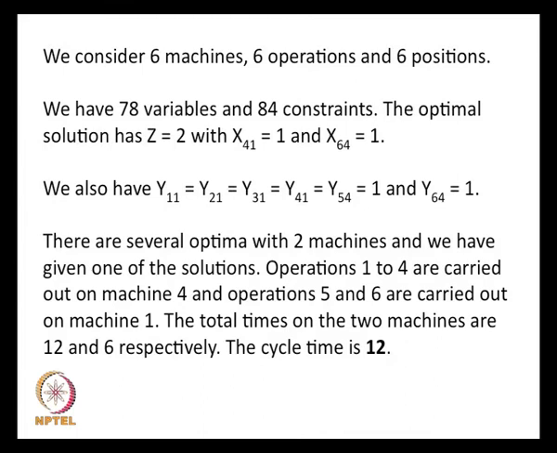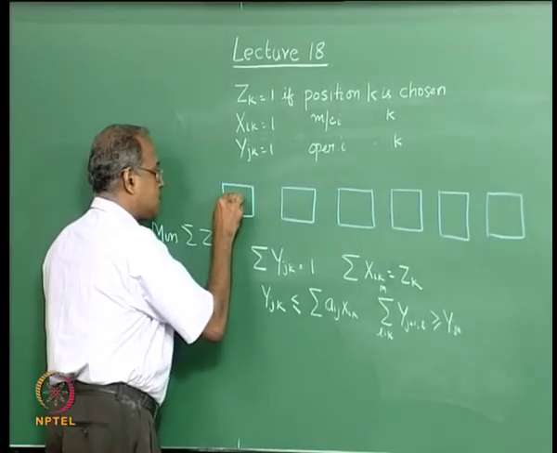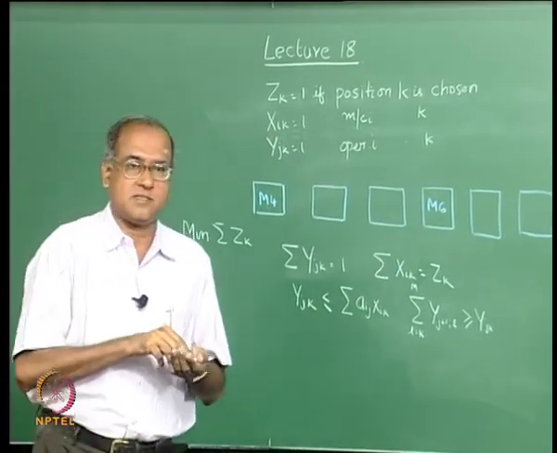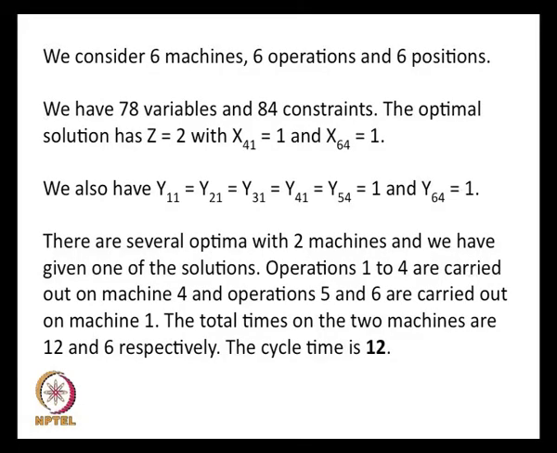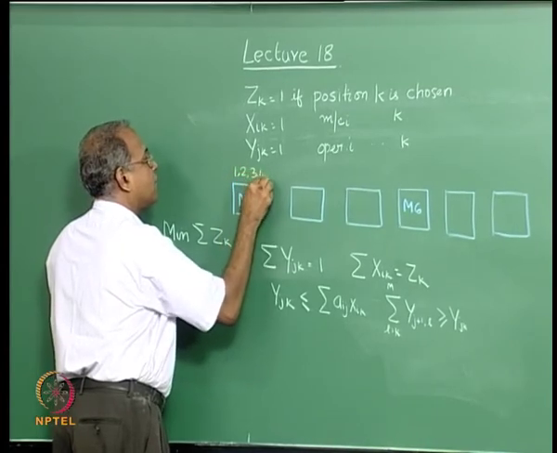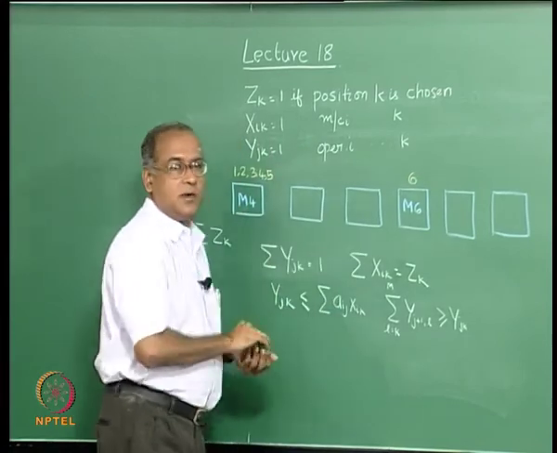So, we go back. If we consider 6 machines, 6 operations and 6 positions, then we have 78 variables and 84 constraints. The optimum solution has z equal to 2 with x41 and x64 equal to 1. So, the optimum solution will be like machine 4 goes to position 1 and machine 6 goes to position 4. These are the machines. Now, what are the operation assignments: y11, y21, y31, y41, y51 equal to 1 and y64 equal to 1 is another solution. So, 1 2 3 4 5 and 6, these are the operation assignments.